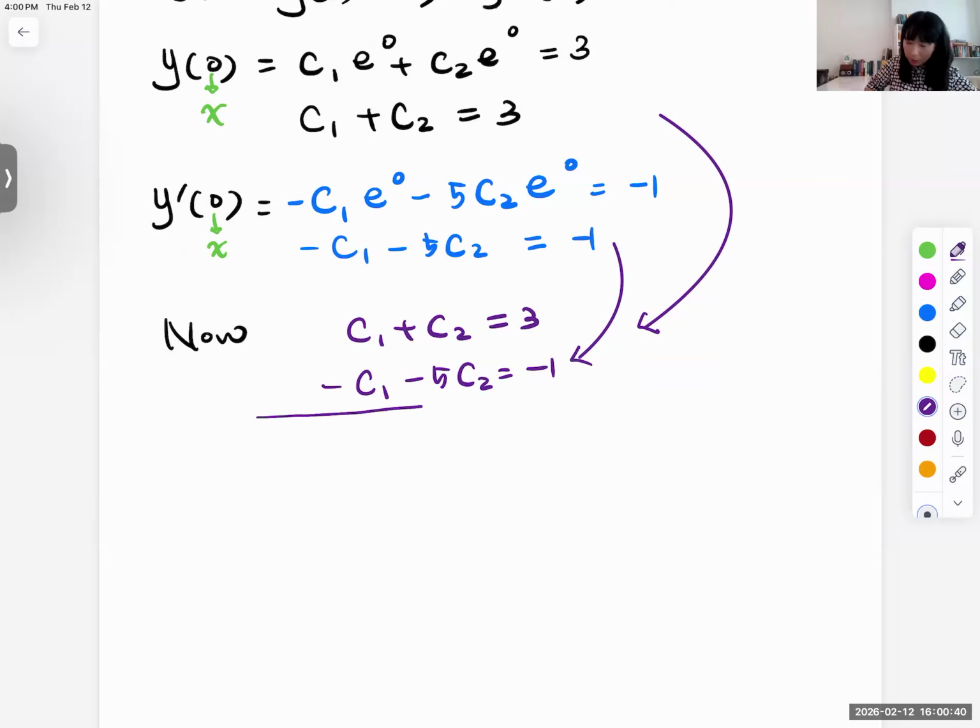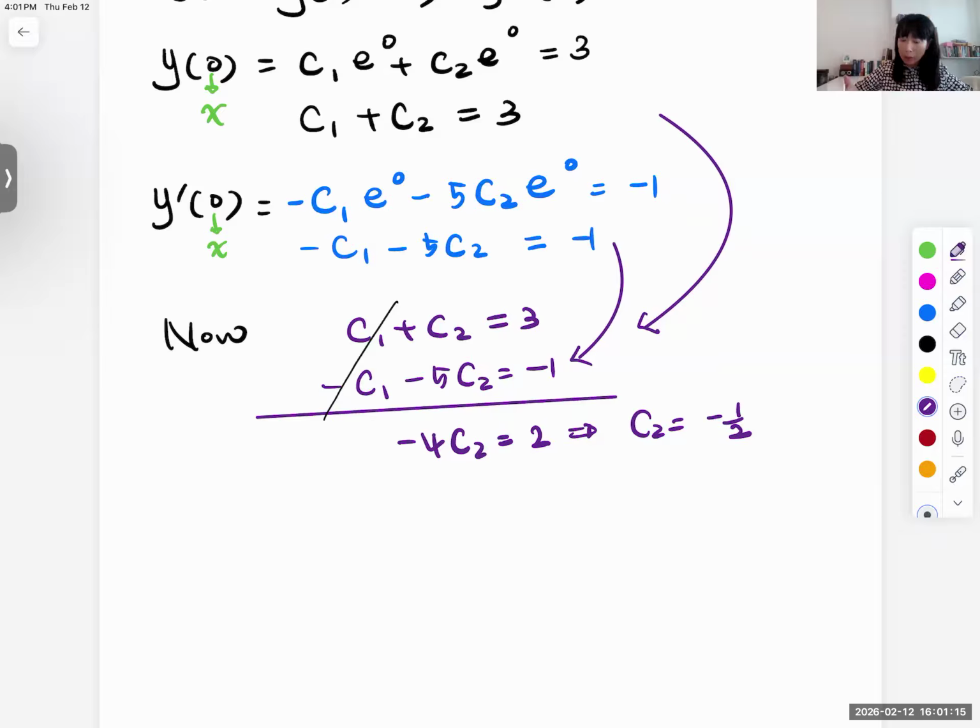Okay, we solve. So this will be 0. So we have negative 4 c sub 2, same color. Negative 4 c sub 2 equal to positive 2, right? Then c sub 2 will be what? Negative 1/2. Very good.